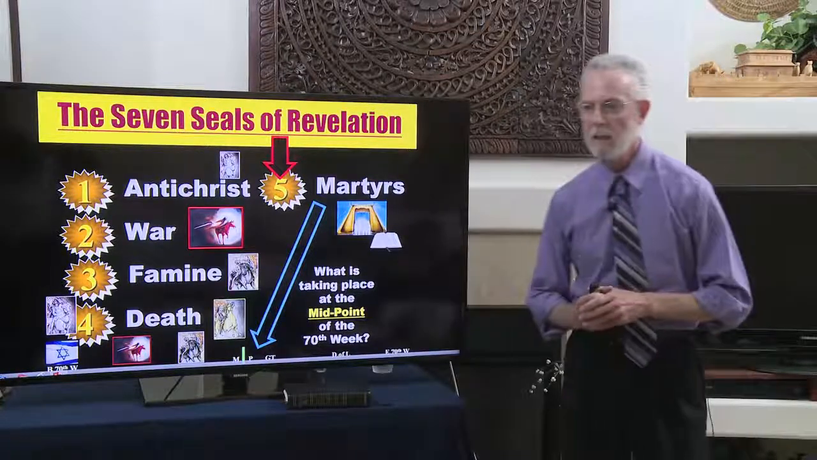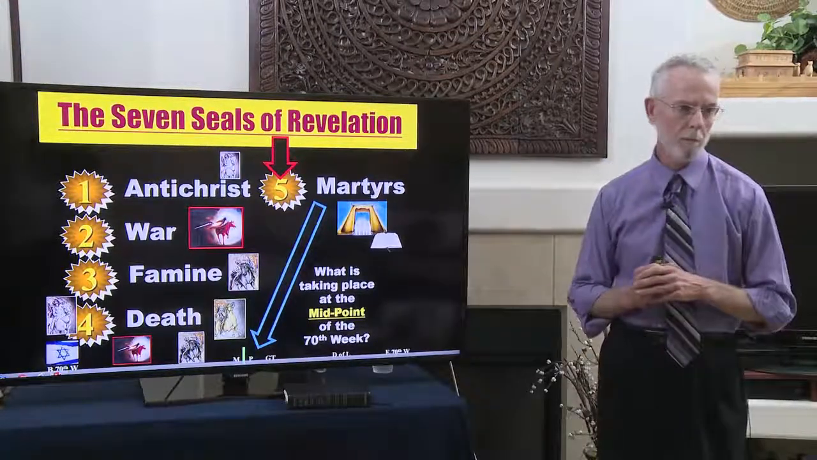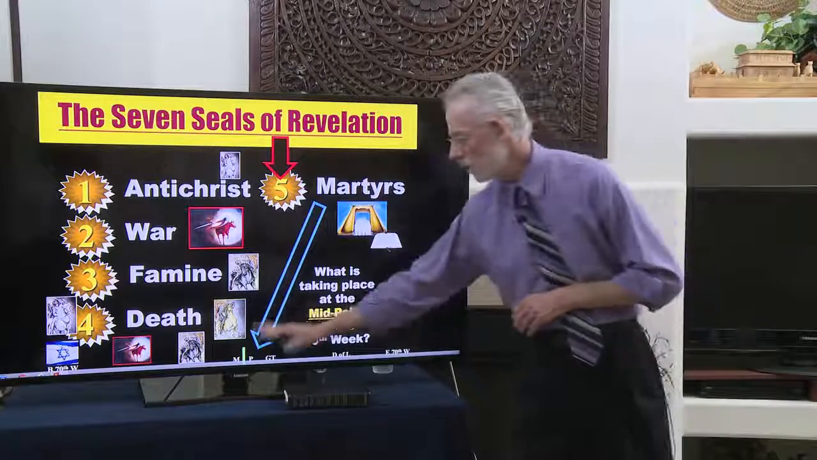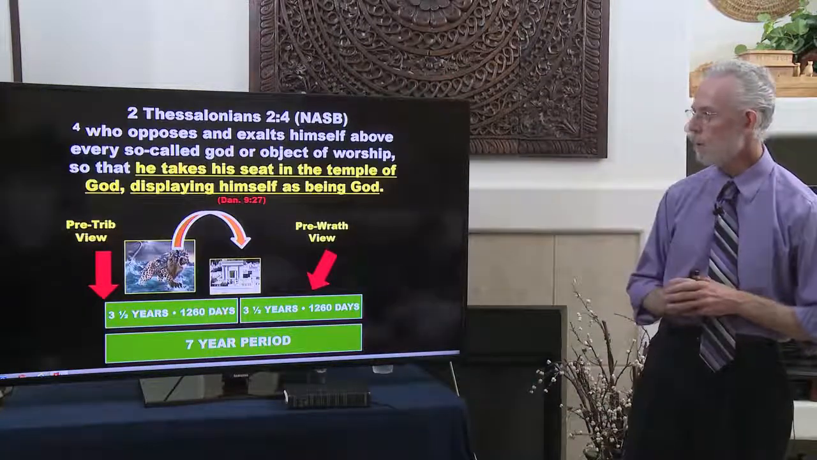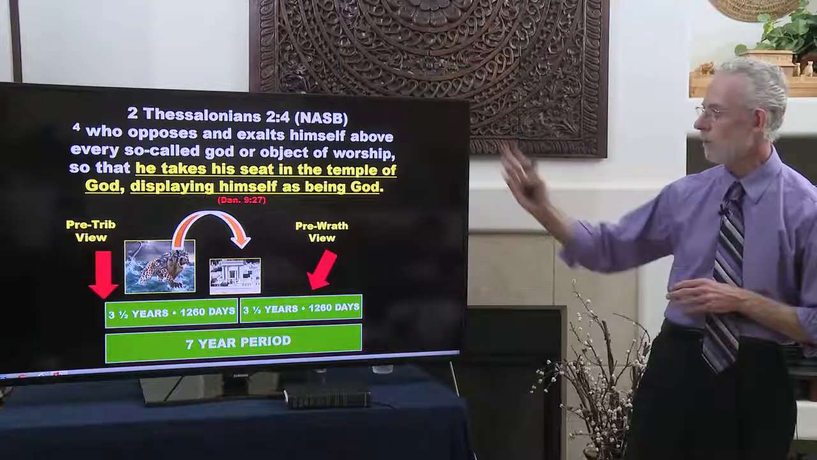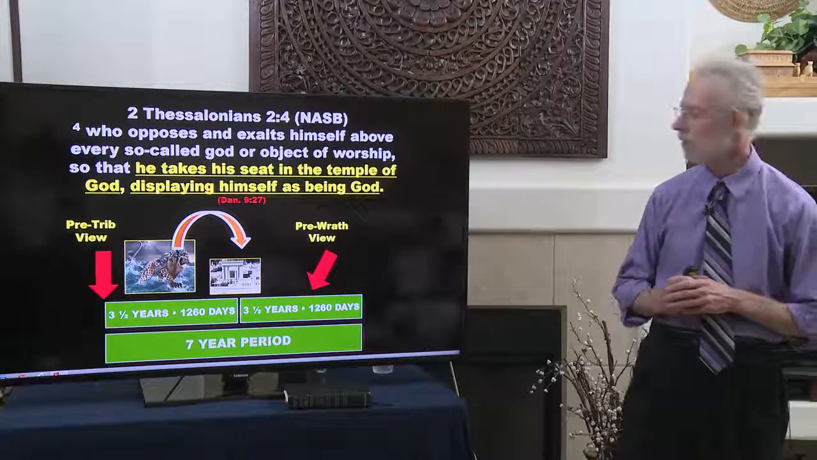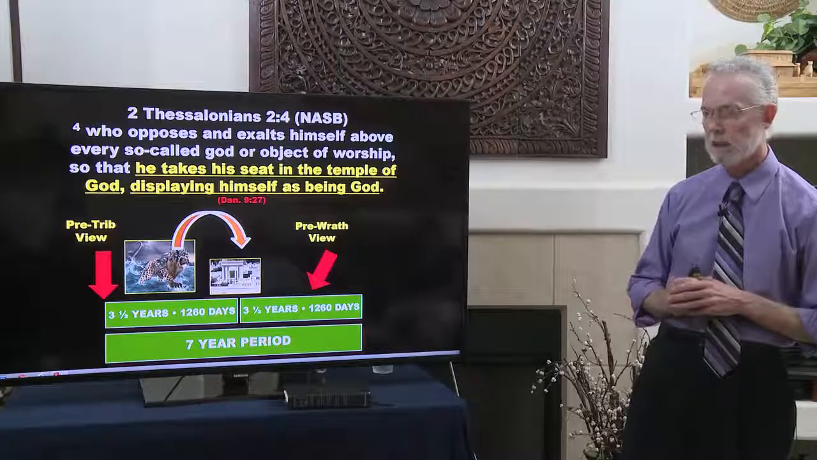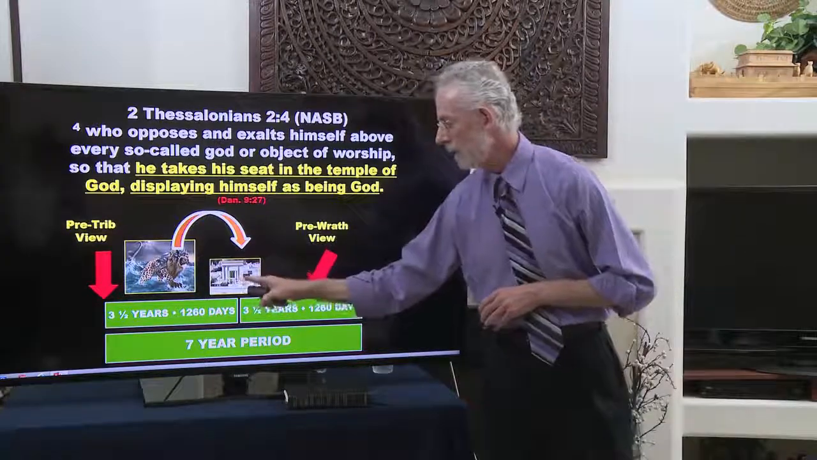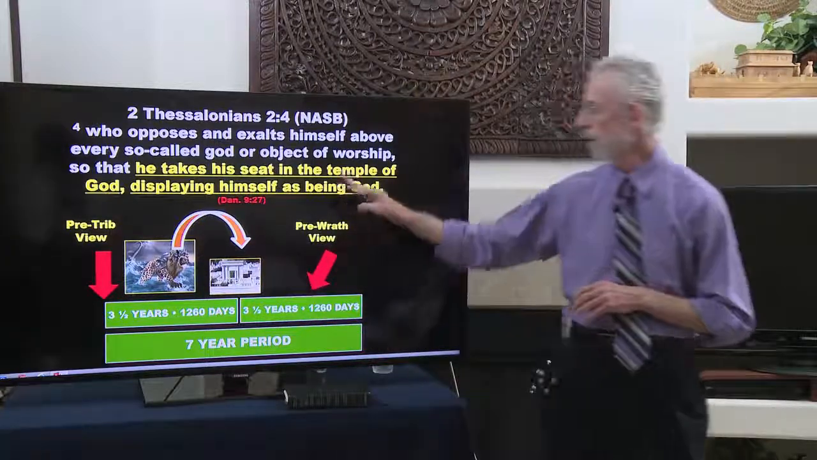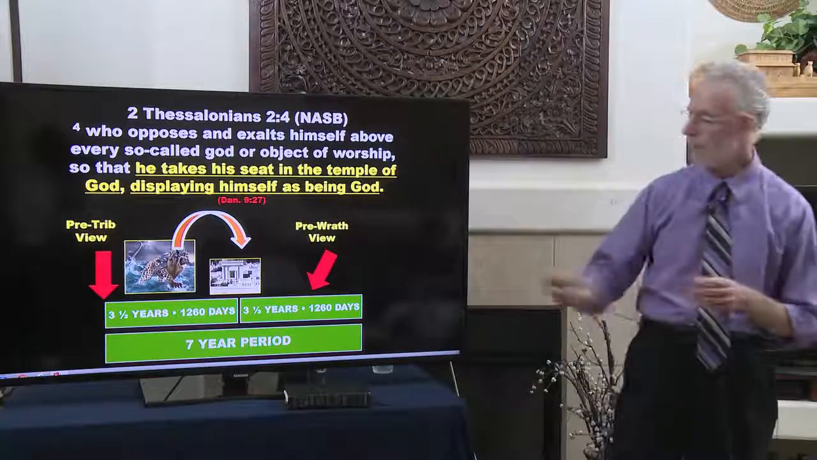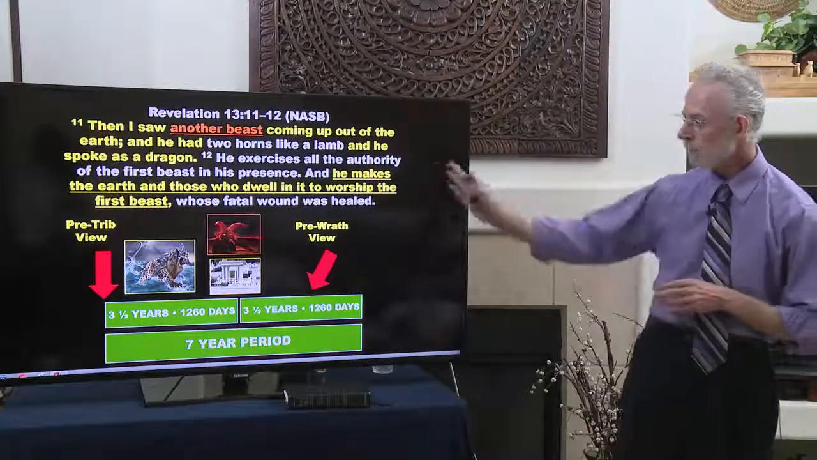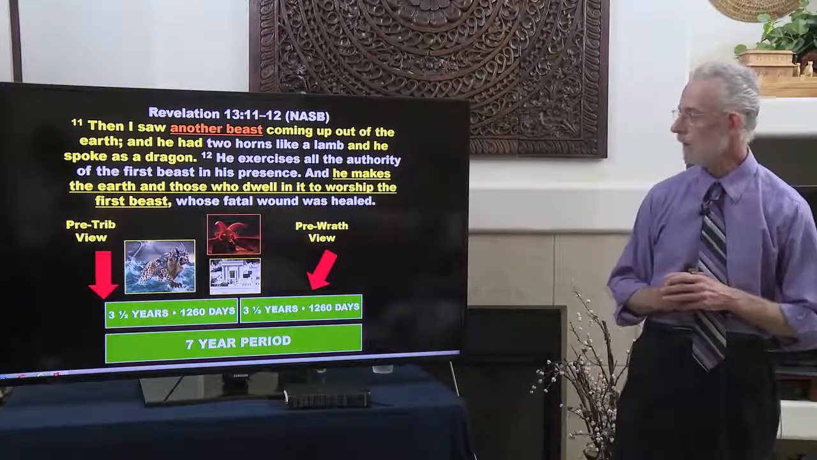So then we have to ask ourselves, well, then what is taking place at the midpoint? If it's not God's wrath, what is it that's going on over here? Well, quite a bit's going on over here, right? We're told by the Apostle Paul that the Antichrist is going to oppose and exalt himself above every so-called God or object of worship. And the Antichrist is going to take his seat in the temple, and he's going to declare that he himself is God. Remember, Daniel told us in 9:27 that that's going to happen right here at the midpoint. We also have this other beast, the false prophet.